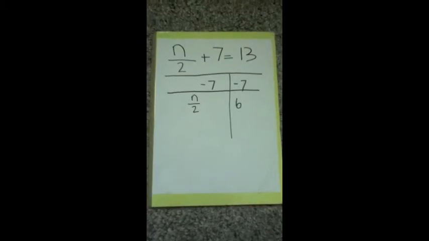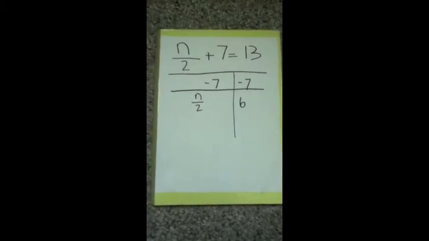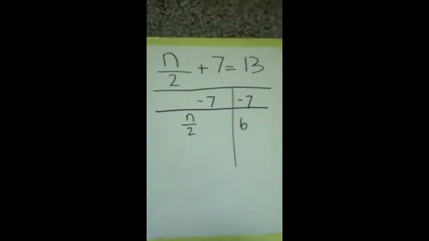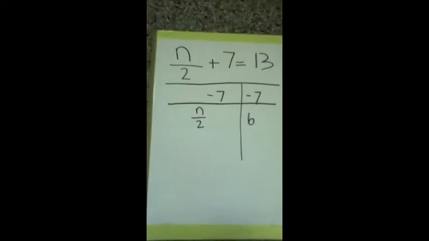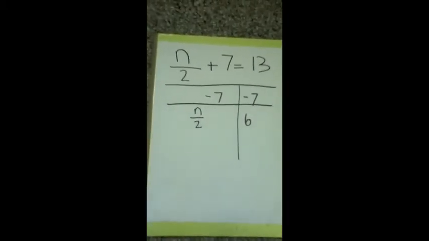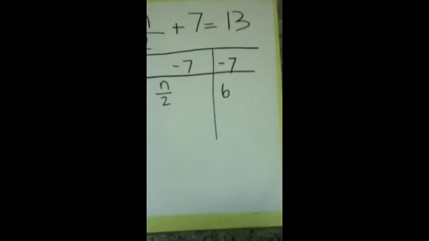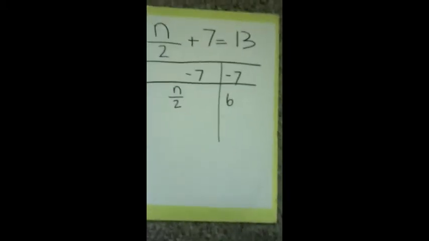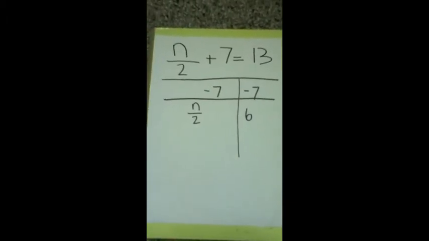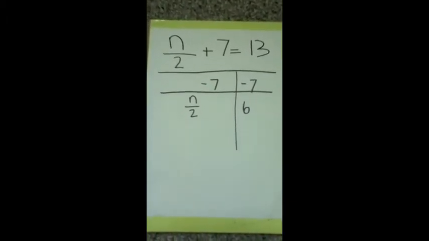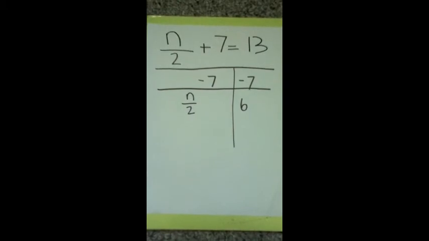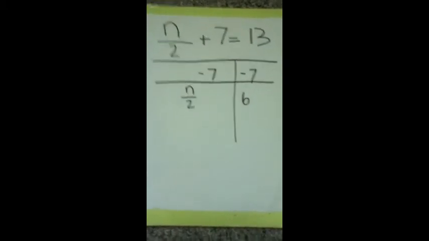Now, as you can see, I did what we have been doing the whole time. We've been making 0 pairs. So I just subtracted 7 from both sides to get n divided by 2 by itself. And then 13 minus 7 equals 6. But now what do you think I have to do? I have to multiply them both by 2.